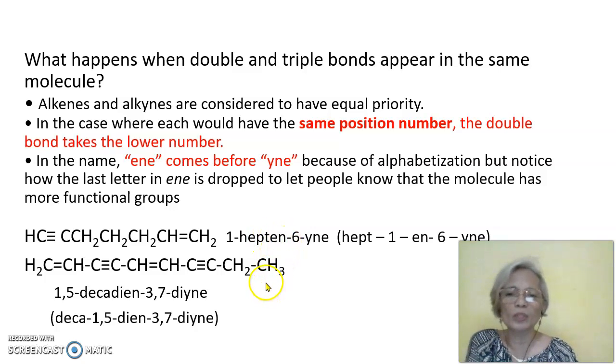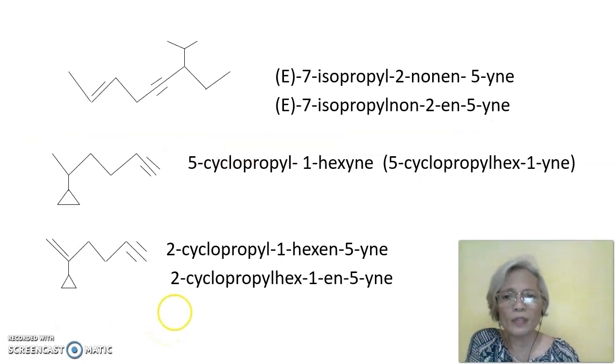What happens if there are multiple double bonds and multiple triple bonds? So again, we start numbering near the multiple bond, whether double or triple. So we start numbering here. So this is carbon 1. And there are 10 carbons. So 1,5-decadien. So double bonds are at carbons 1 and 5. And triple bonds are at carbons 3 and 7. So we have 1,5-decadien-3,7-diyne, or deca-1,5-dien-3,7-diyne.